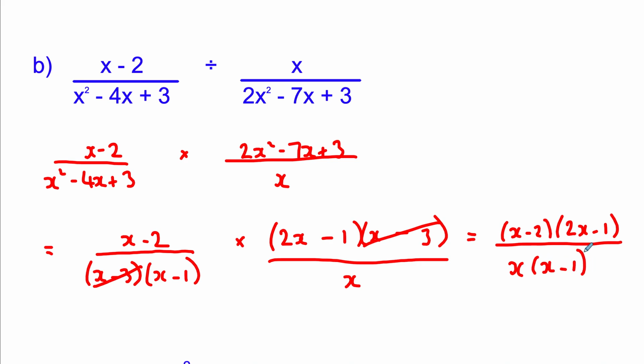Now, I can absolutely guarantee that nothing else cancels down. That's the good thing about factorising first. You don't need to expand and refactorise. There is definitely nothing else to cancel.